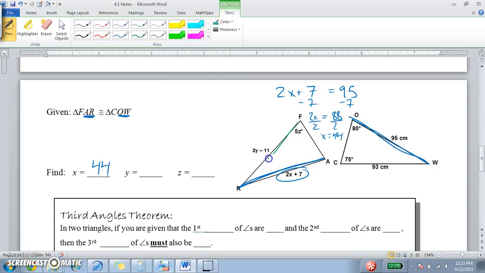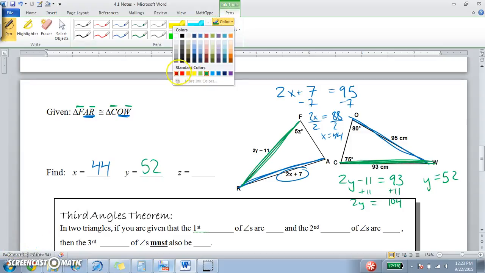Same thing for y. So y, I've got 2y minus 11 here for FR. F and R are the first and last letter. C and W are the first and last letter in the second triangle. So those two match up with 93. Same thing. 2y minus 11 equals that 93 centimeters, because these have to be the same. So I add 11. I get 104 equals 2y. When I divide by 2, I get y equals 52.